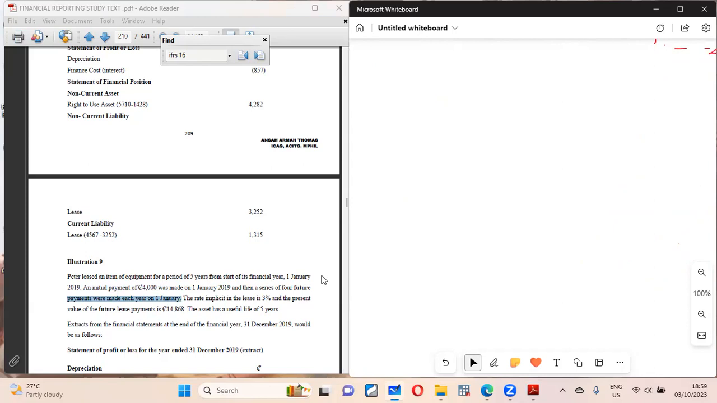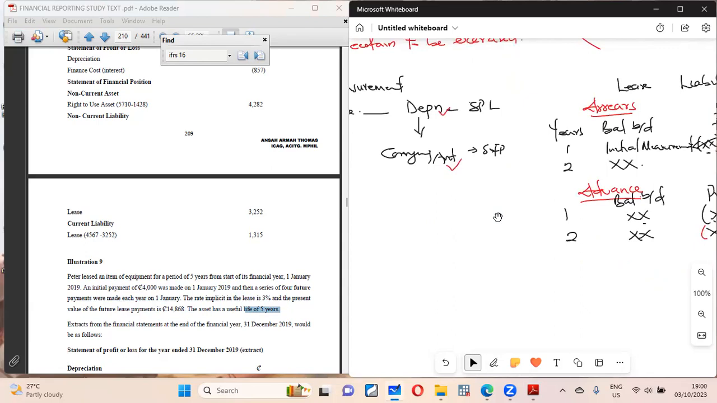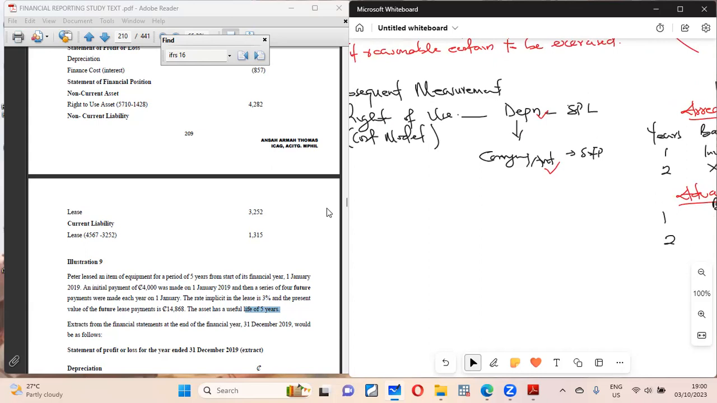Now we are told that the implicit rate is 3% and the present value of the future lease payments, and we have the useful life of the asset. Before I even solve this question, let me ask you this. The right of use asset, we said we would depreciate it, but depreciation is dividing the asset over its useful life. So let me ask you a question. If the right of use asset has a useful life of 5 years, but our lease term is 10 years, which of these years are you going to use to depreciate the asset?